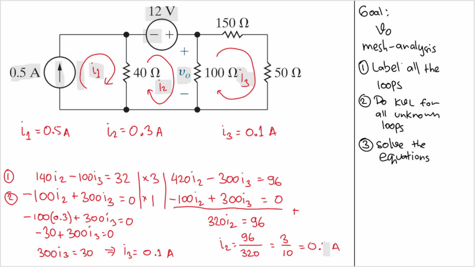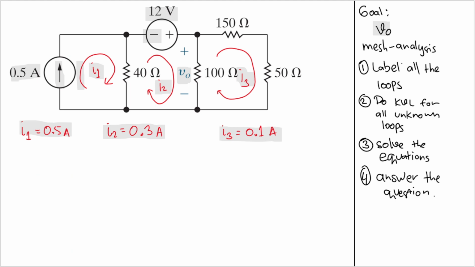Good. Now we have all the values needed here, I1, I2, and I3. However, the question does not ask about I1, I2, or I3, but we need to find out PO, which is the last step of our analysis, which is answer the question. Okay, maybe let's clean up our slide first. Okay, how to find PO, which is our final goal.